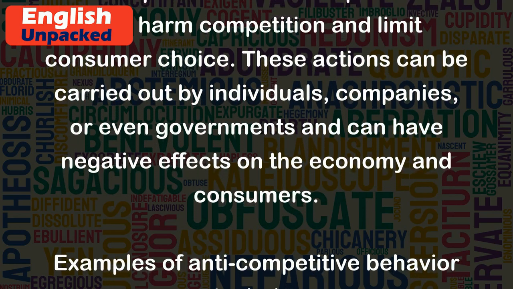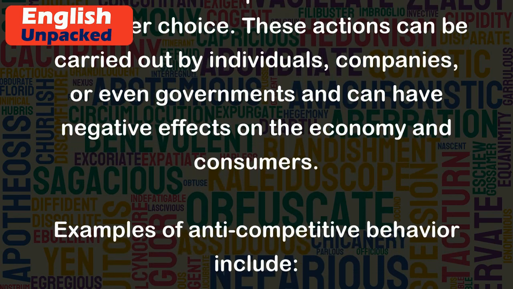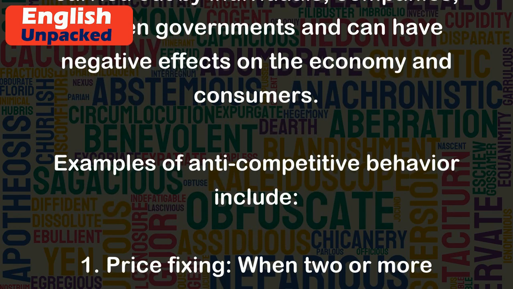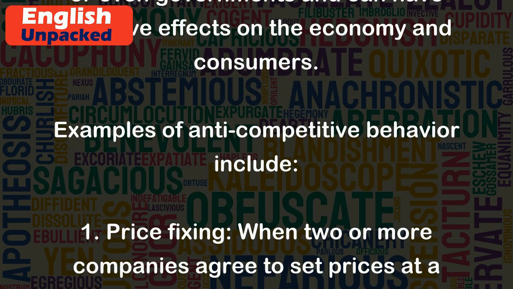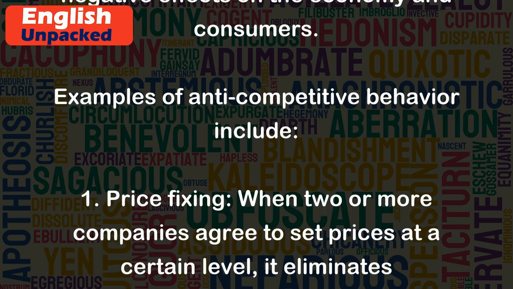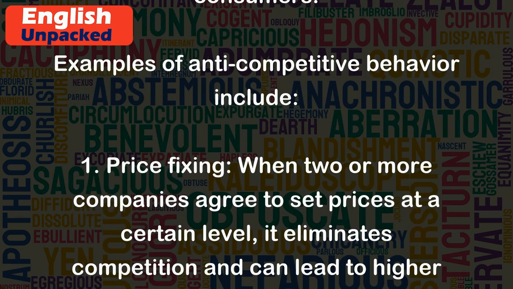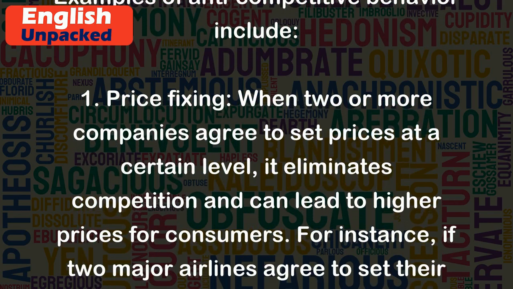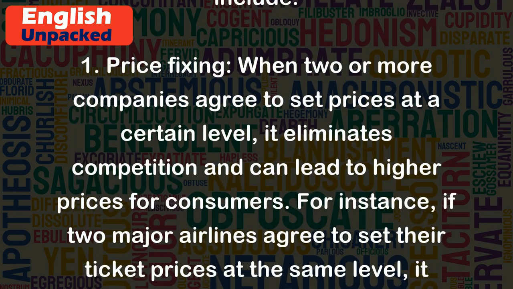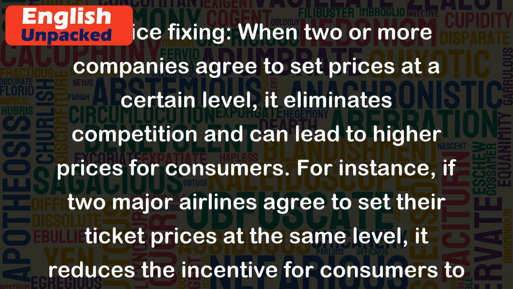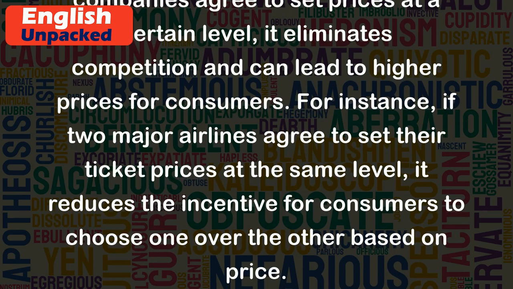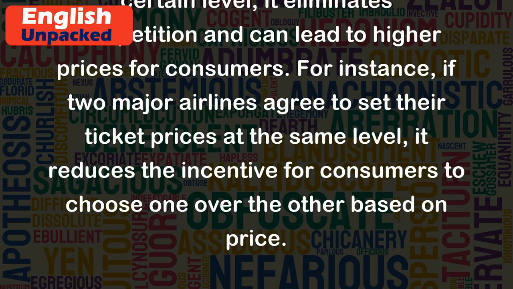and consumers. Examples of anti-competitive behavior include 1. Price fixing. When two or more companies agree to set prices at a certain level, it eliminates competition and can lead to higher prices for consumers. For instance, if two major airlines agree to set their ticket prices at the same level, it reduces the incentive for consumers to choose one over the other based on price.